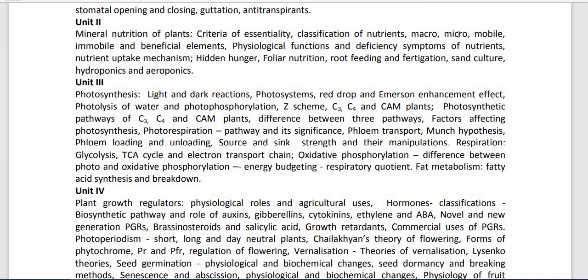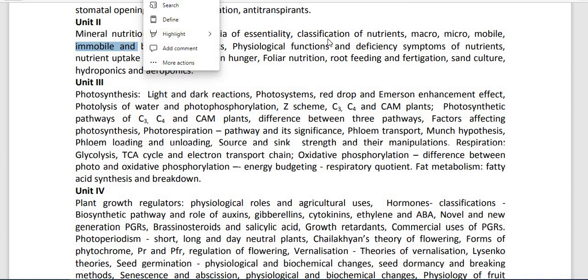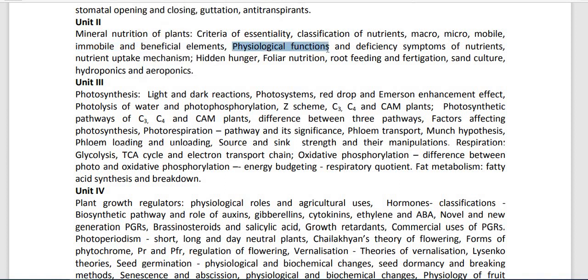Then coming to the macro and micronutrients, some nutrients are mobile in plants, and some are immobile in plants. So you have to clearly know which are the mobile and immobile nutrients, and their physiological roles and functions. For each individual nutrient, you have to study the physiological functions and deficiency symptoms. Then you also have to focus on the corrective measures for those macro and micronutrients.